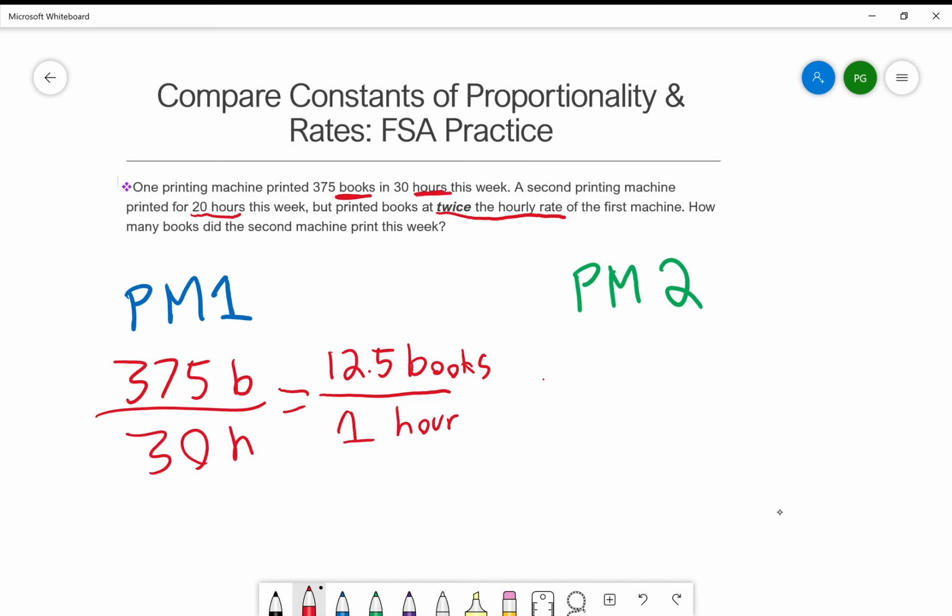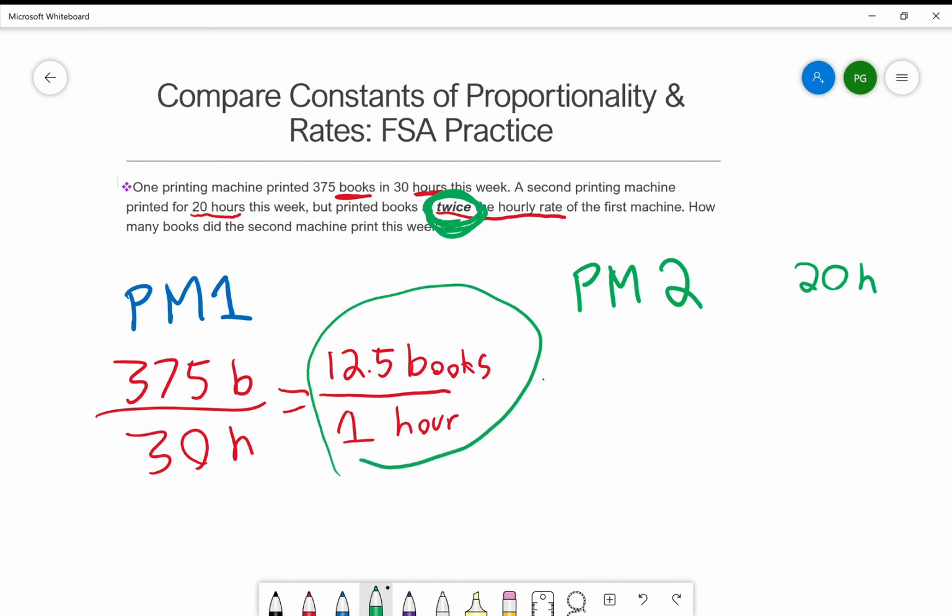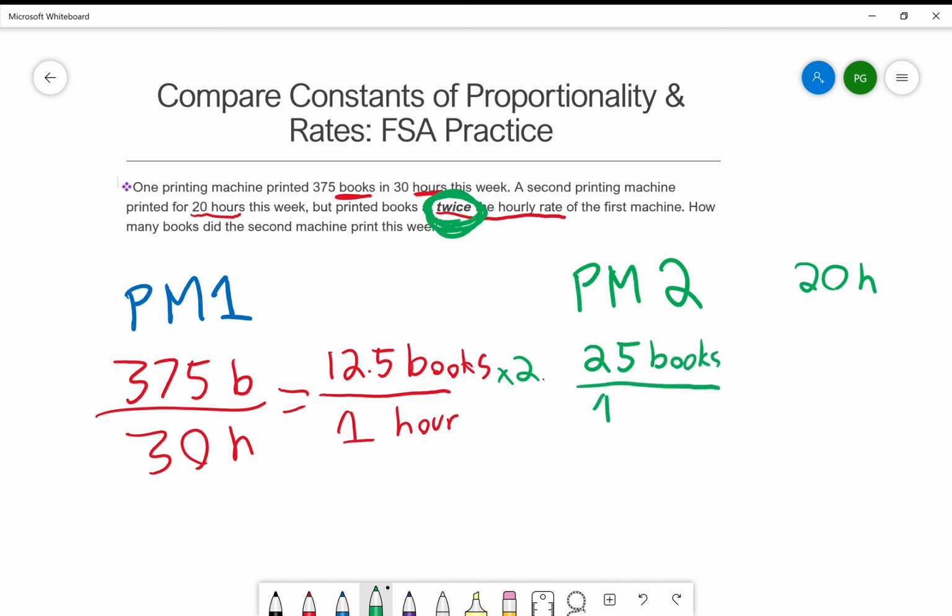The second printing machine printed for 20 hours, but at twice the hourly rate. They're trying to confuse you. What is twice the rate of this? You take this and you multiply it times 2. 12.5 times 2. This machine prints at a rate of 25 books per hour. If you had not read the question carefully, you would have gotten that one wrong.